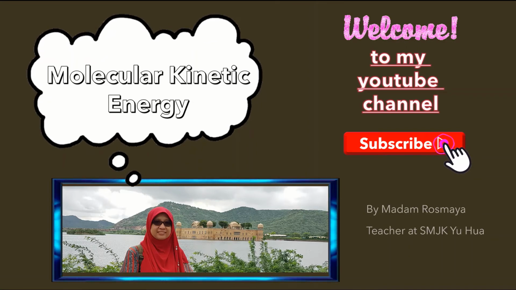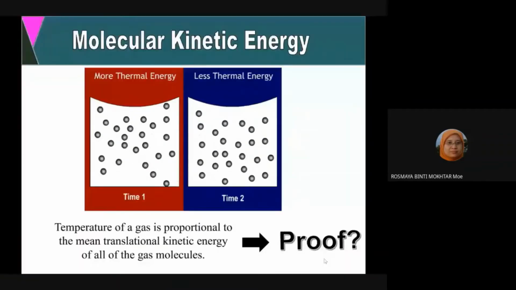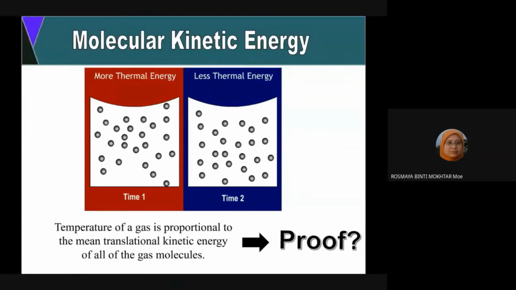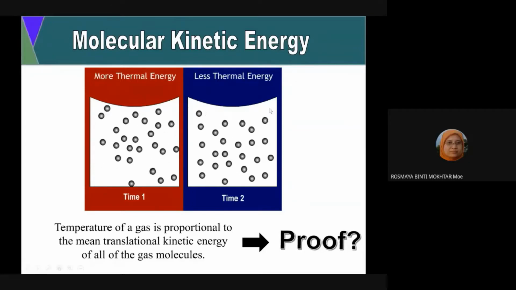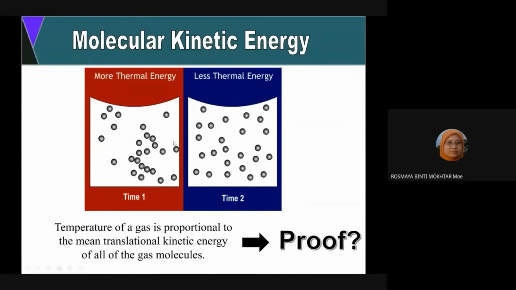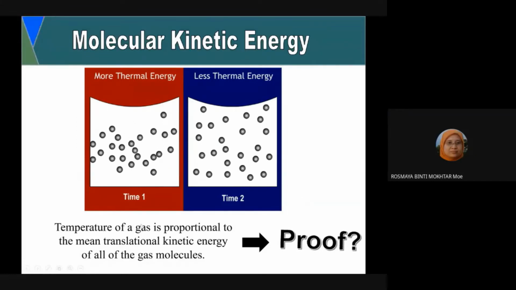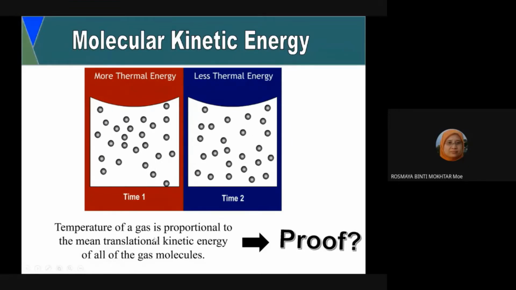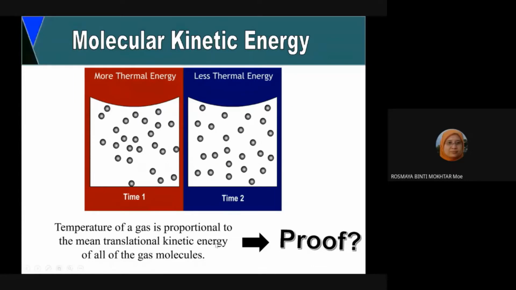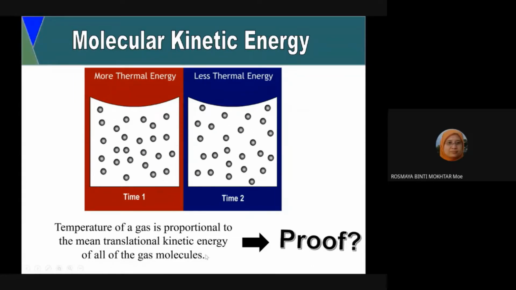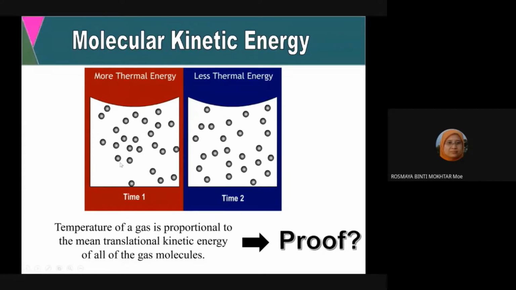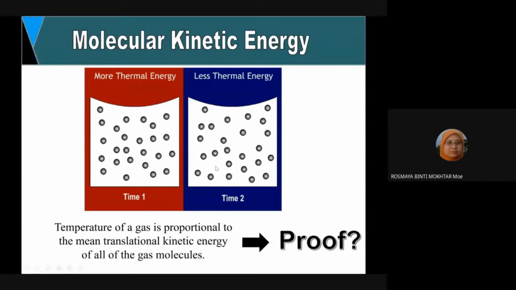In this video, we are going to discuss molecular kinetic energy. Good morning everyone. Our topic for today is molecular kinetic energy. You have learned before in your secondary school, Form 4, Form 5, that the temperature of a gas is proportional to the mean translational kinetic energy of all of the gas molecules. As the temperature increases, the kinetic energy also increases, as shown by the animation here.